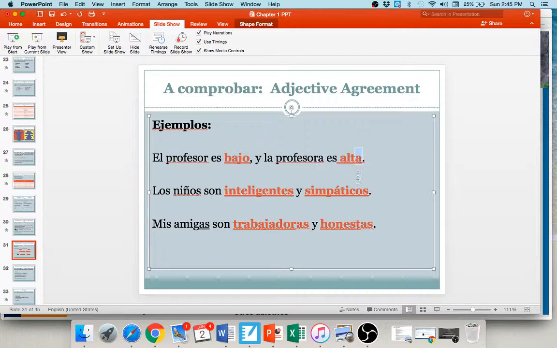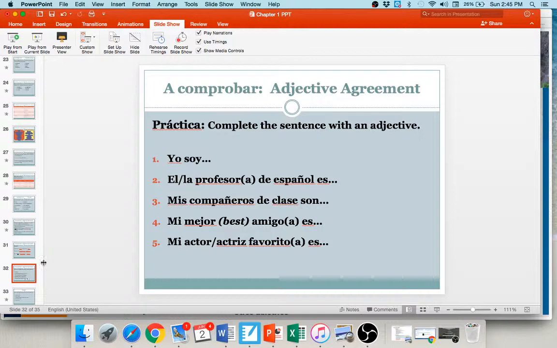Profesora, alta. So if you're talking about one guy, should end in an O. One girl should end in an A. Two guys, or a mixed group, should end in OS. Two girls should end in AS. Okay, hopefully that helps for you here. This gives you some practice to compare on your own.